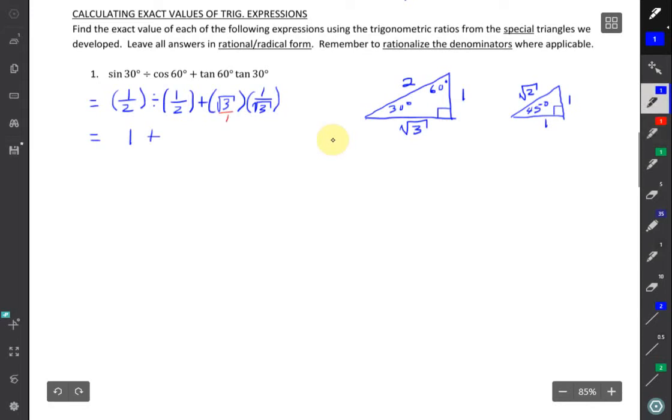denominators. So root 3 times 1 is root 3, and then 1 times root 3 is root 3. Now I could have canceled in this point, but I wanted to illustrate the multiplying of the fraction. So now we have 1 plus 1. So this answer simplifies to 2.